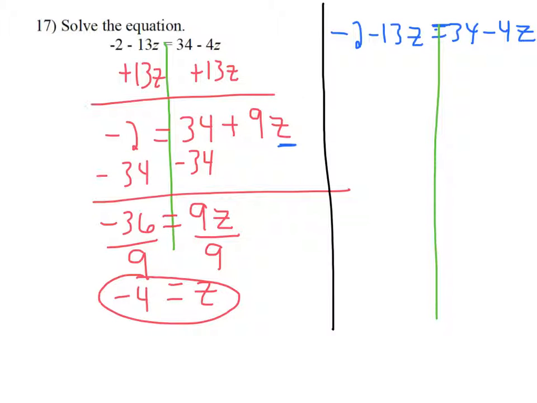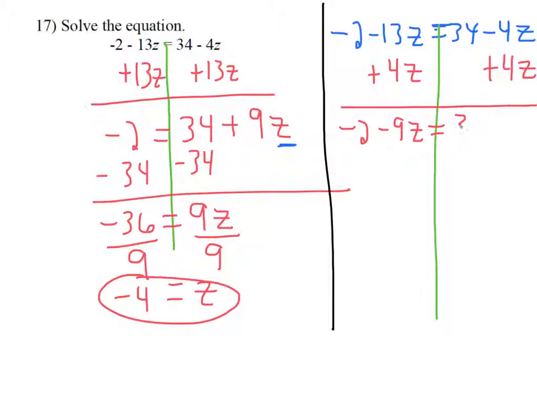I undo minus 4z by plus 4z. I do that to both sides of my green wall. On the left side, I have -2 minus 9z when I combine the like terms, and on the right side, I have 34. At this point, I don't have any options.